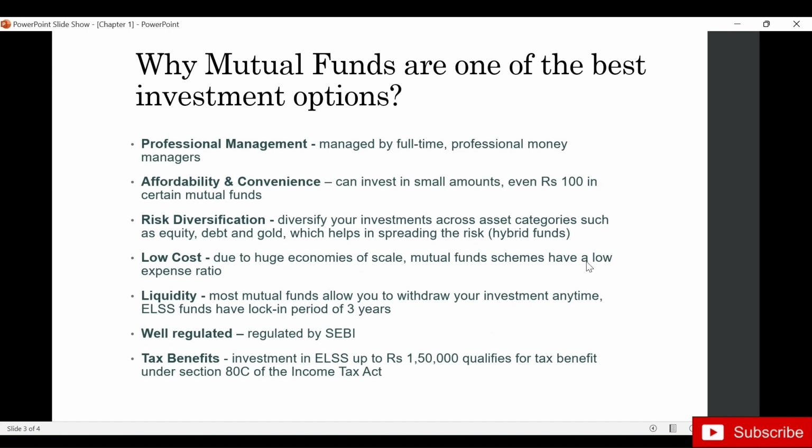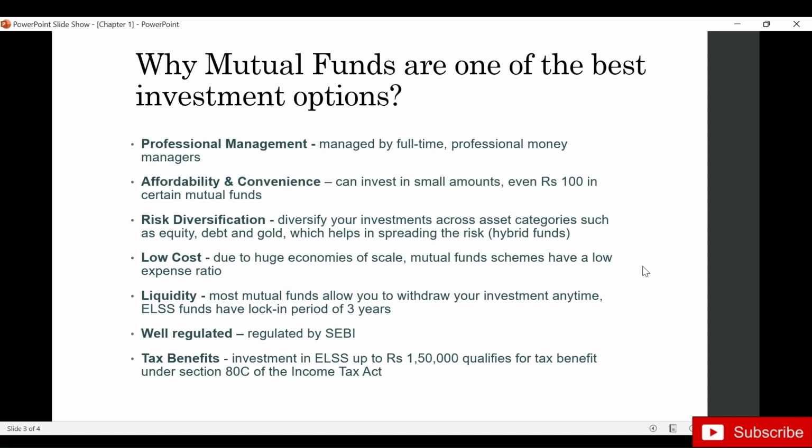In lesson 2, we are going to discuss why mutual funds are one of the best investment options. So, the first reason is professional management. Mutual funds are managed by full time professional money managers who have years of experience in managing people's money.